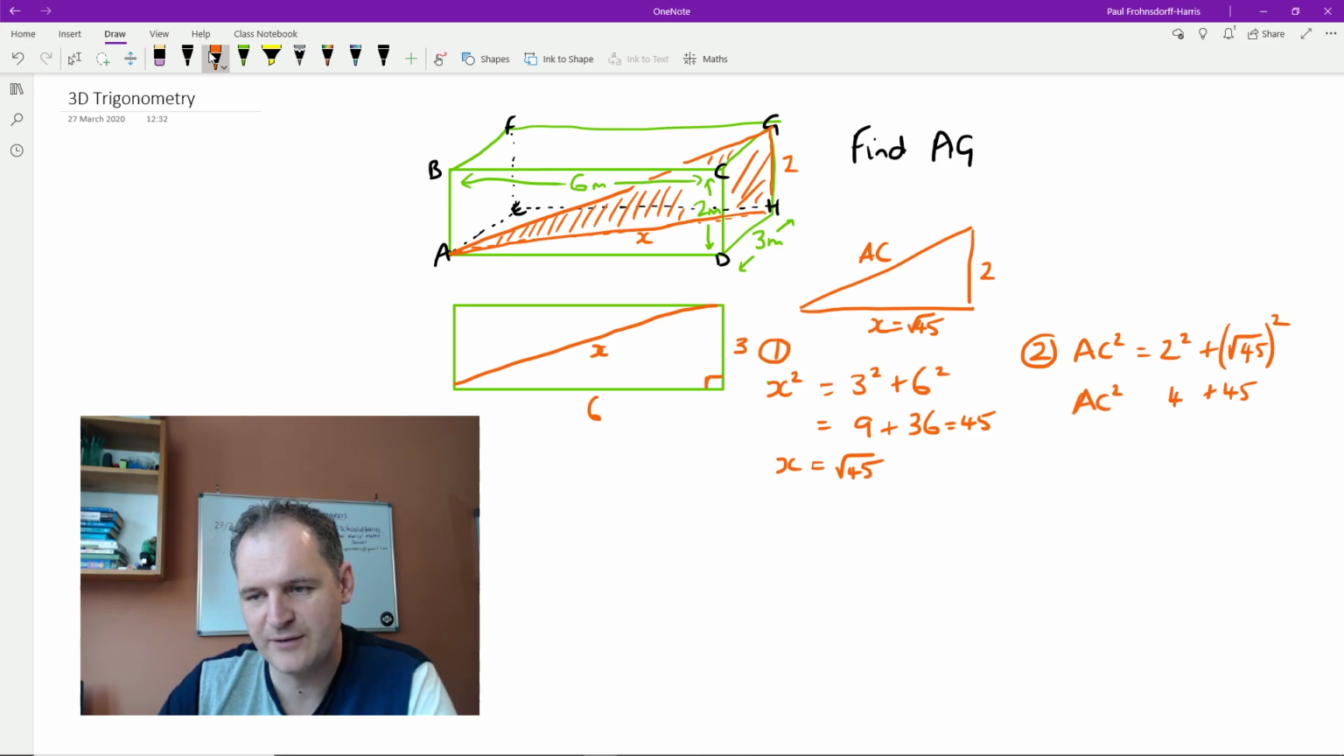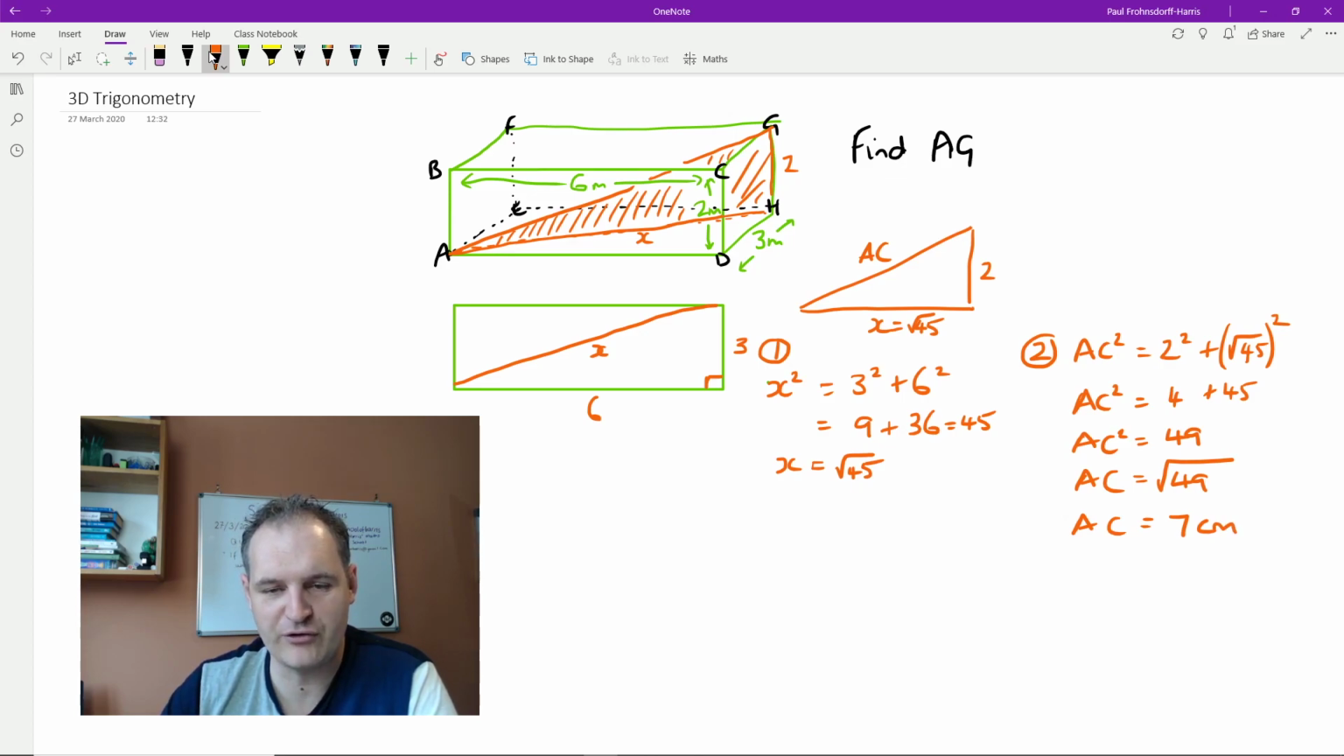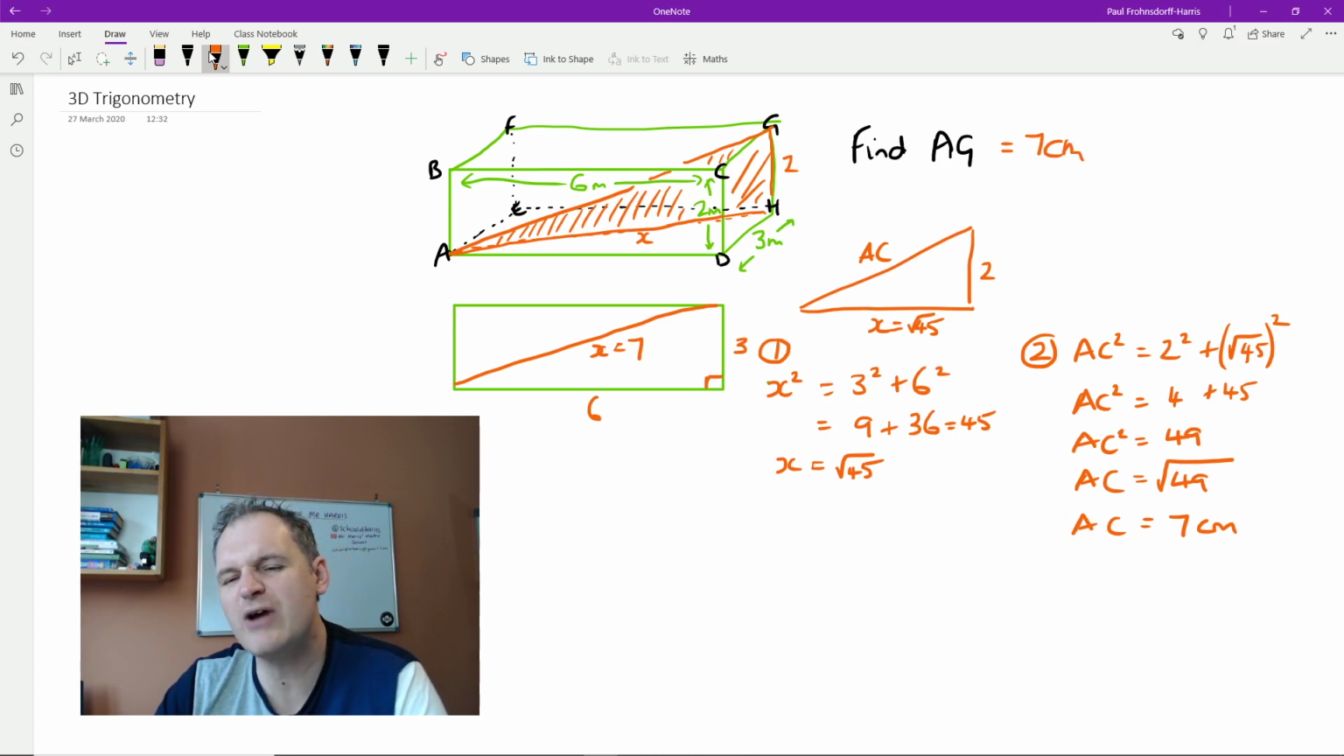So AC squared equals this, and therefore AC squared equals 49. And we now have AC is the square root of 49. AC equals 7. So we can see in the very rare scenario that when it's like this, a 2, 3, 6, you do actually get a whole number for AG. It's 7 centimetres. It's rare that it would be a whole number, but by keeping that as root 45, squaring it and it coming back out.